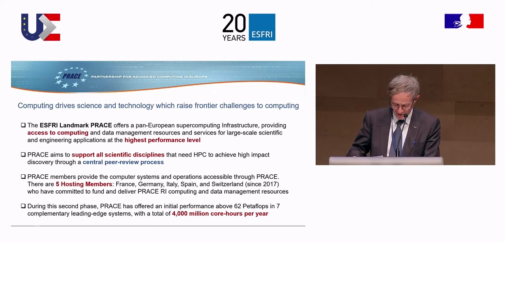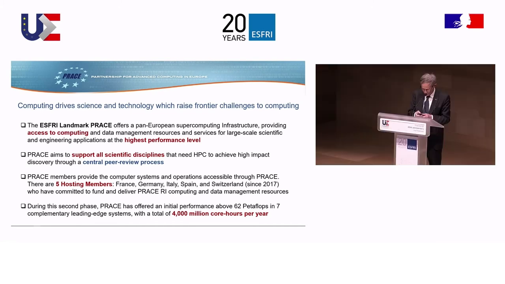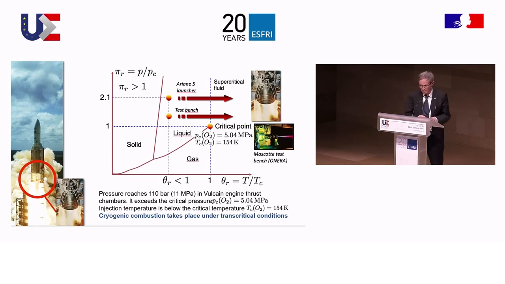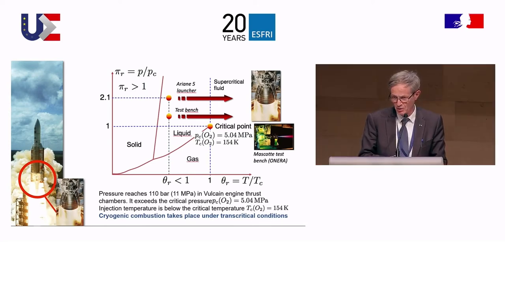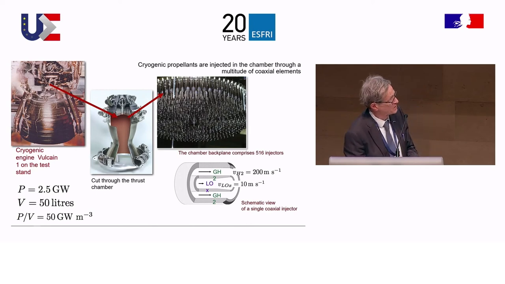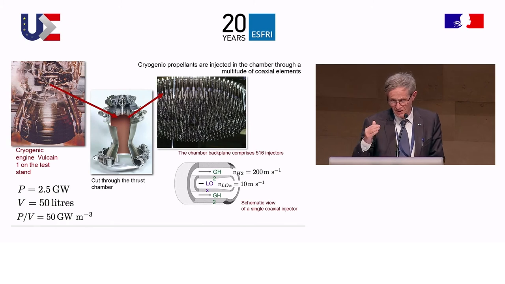Let me now go to a small example of using this, in rocket science. We are interested in having launchers in Europe, like the Ariane launcher, and we want the engines to operate properly. These engines operate in extreme conditions. The pressure is very high, above the critical point of oxygen, about 100 atmospheres inside the engine. We also have some test benches where we can reproduce, at least in part, what happens in the engine. The engine is fed with liquid oxygen and gaseous hydrogen. The oxygen is at low temperature, and then it reacts with hydrogen.